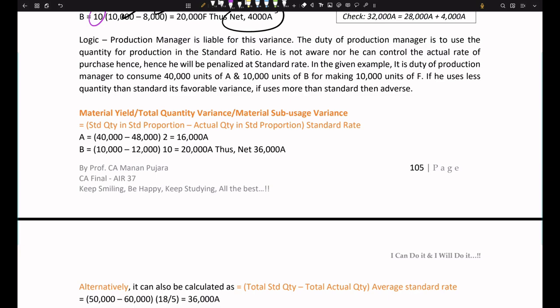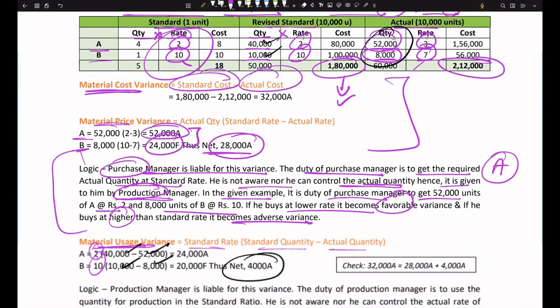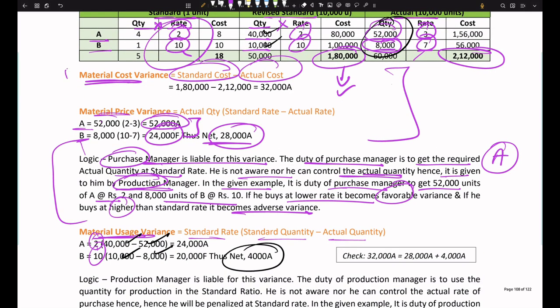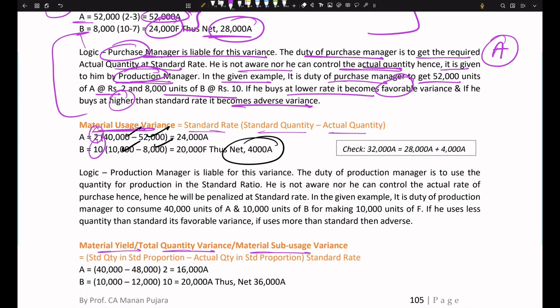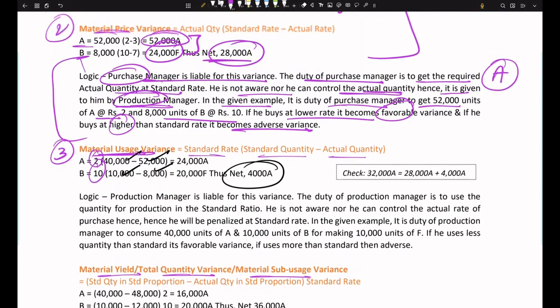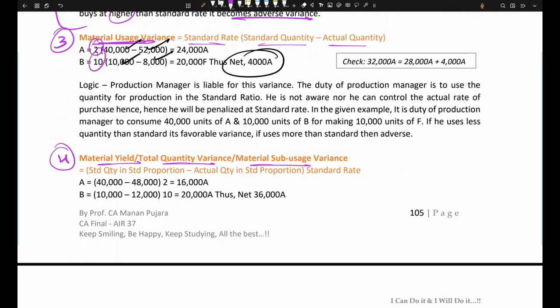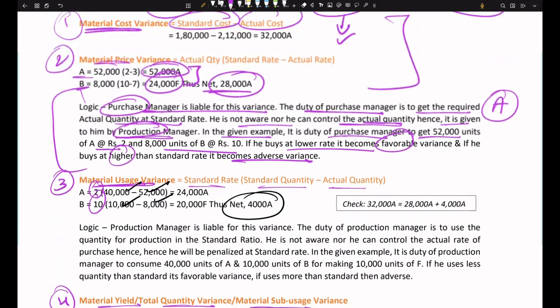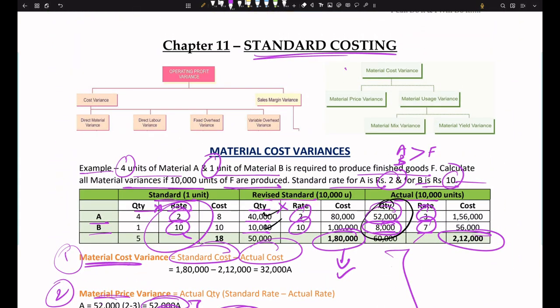Okay, so next is the material yield and total quantity variance, or material sub usage variance. Till now we have studied the first, material cost variance, second, material price variance, third, material usage variance, and the fourth we are studying is material yield variance. You can see in the chart as well, we have studied these three. Now we are studying yield variance, and next will be material mix variance.